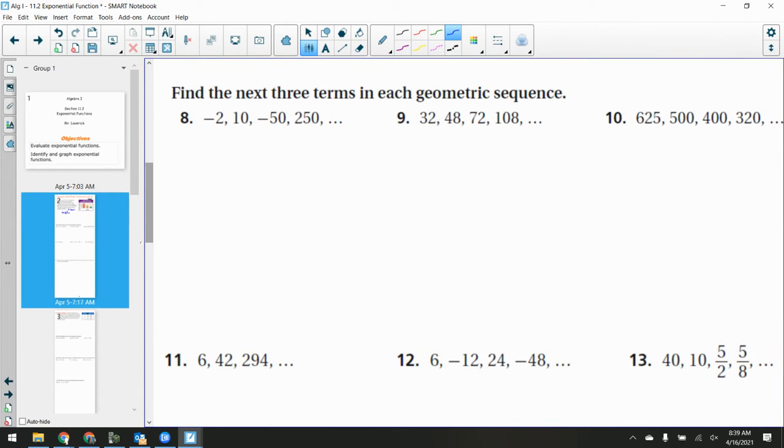Find the next 3 terms in the geometric sequence. I'm going to pull some names here. That third period, here, second period. For the next 3 terms in that one, Travis, what did you have for number 8? I had it was going up by -5. I did not see the direction. Oh, you're right that it is going up by -5.